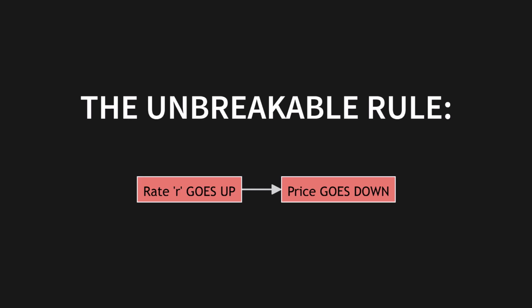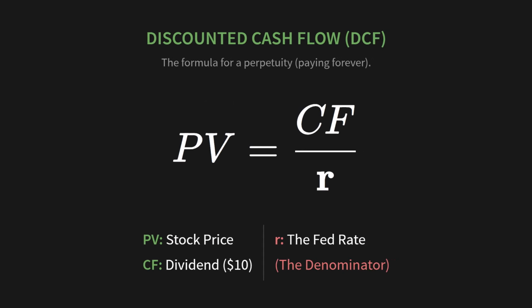Now, Wall Street doesn't just do this in their heads, they formalize it. They use a model called discounted cash flow, or DCF. For a company like ours that pays out forever, they call that a perpetuity. The formula is brutally simple. You can see it on the screen. PV equals CF over R. PV is the present value. That's the stock price we're trying to find.